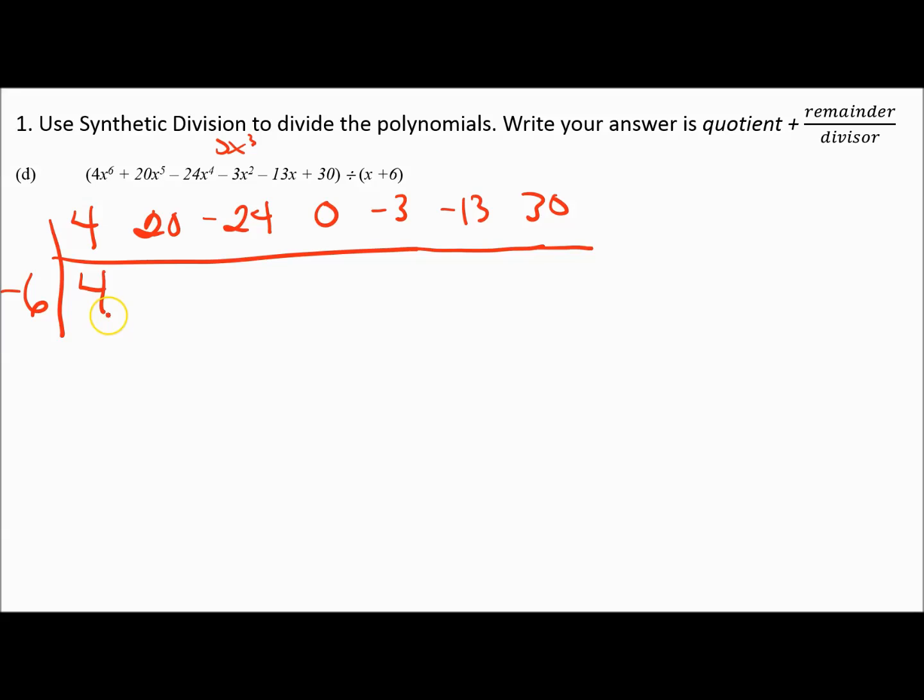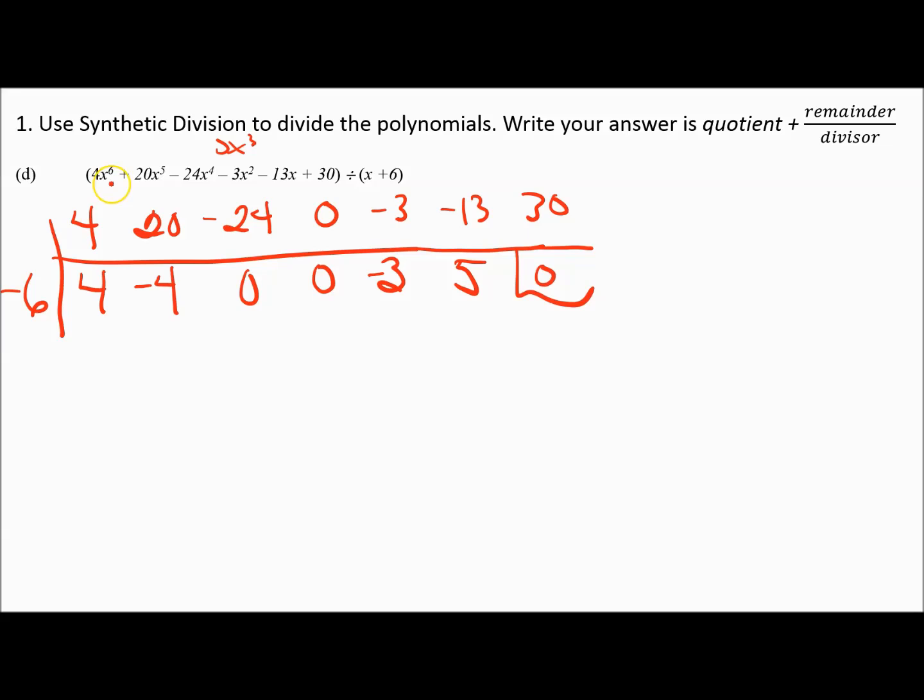-6 times 4 is -24. Added to 20 is -4. -6 times -4 is +24. Added to -24 is 0. -6 times 0 is 0, plus 0 is still 0. -6 times 0 is 0, plus -3 is -3. -6 times -3 is 18, plus -13 is 5. -6 times 5 is -30, plus 30 is 0. So this problem has a remainder of 0.